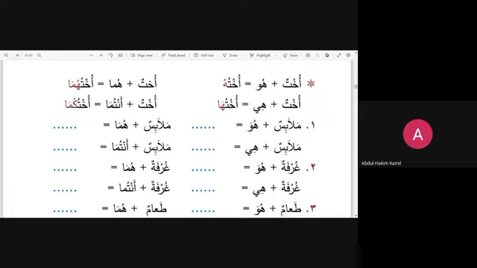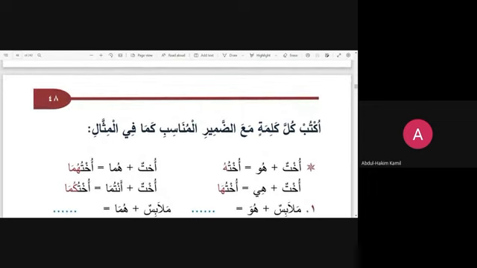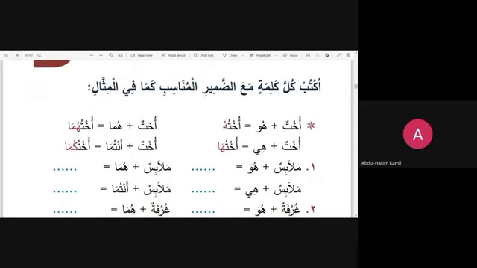What's your name, Akhi? Abdul Basit? You see where we're at? Page 49? No? It's 48? Yeah, 48. We're on page 48, right. At the top it says Ukhtuhu, Ukhtuha. His sister, her sister. Ukhtuhuma, ukhtukuma. Na'am. And it's after the equal sign. Their sister for two people, your sister for two people.